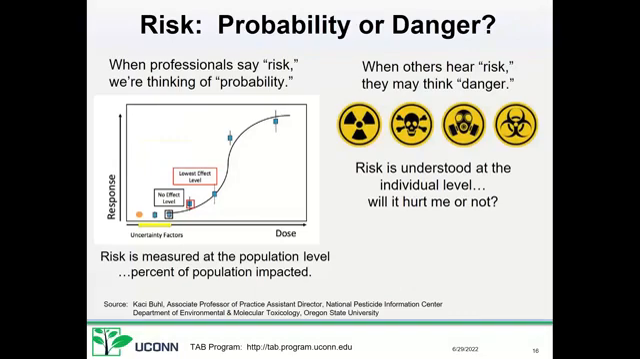So when professionals say risk communication, we're thinking of probability. Risk is measured at the population level. What percent of the population is impacted by that? When others hear the term risk, they think danger. So risk is understood at the individual level. Will this hurt me or not?